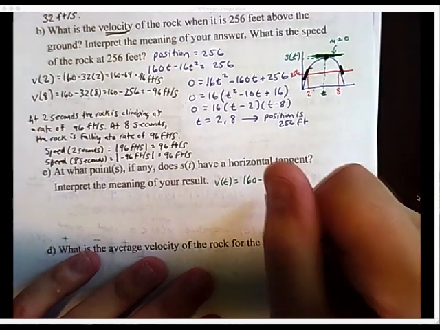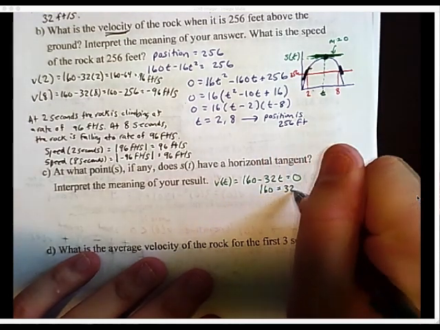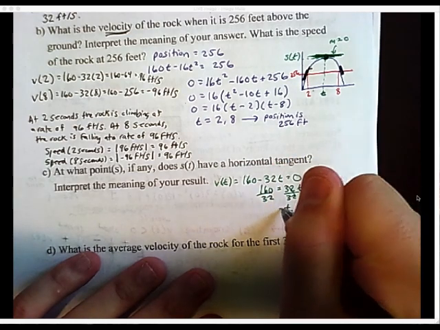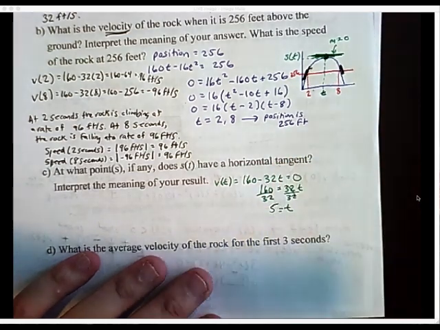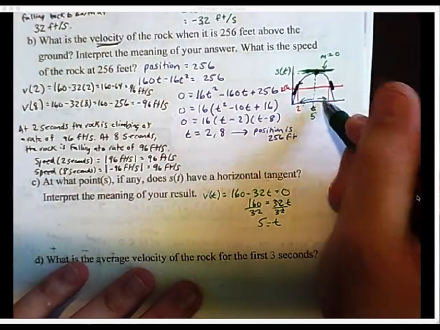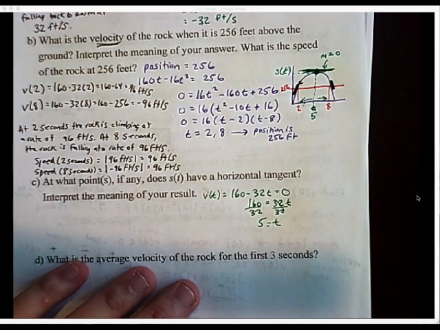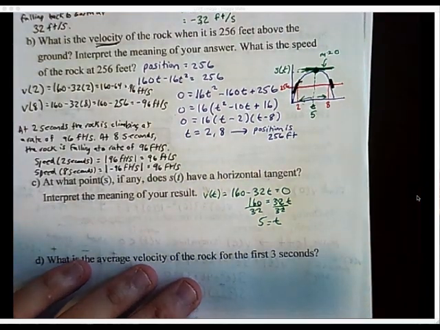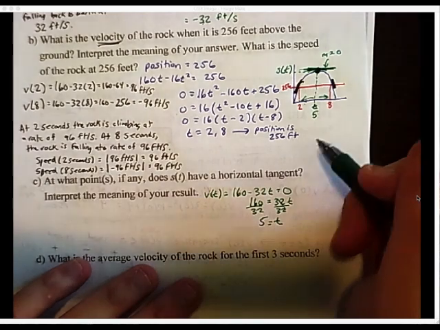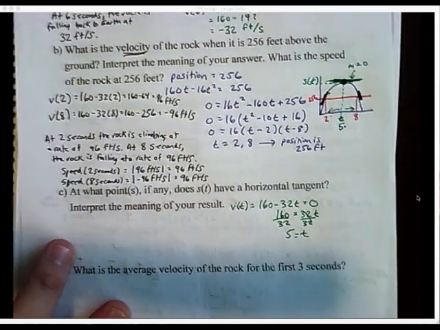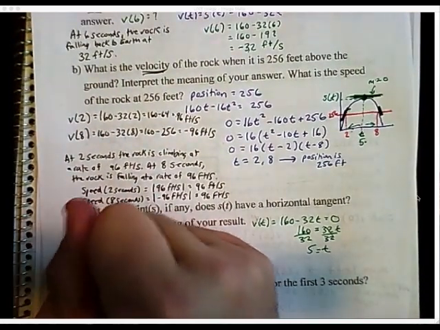And so if I solve this, just add 32t to both sides, then divide by 32. 160 divided by 32 is simply 5. So the time, notice it's actually symmetric to those two numbers. It's right in the middle. It's 5 seconds. But I also need to figure out how high the rock is there. Okay, so how am I going to do that? I'm going to plug 5 back into the position function. Okay, so now I have to find s of 5.